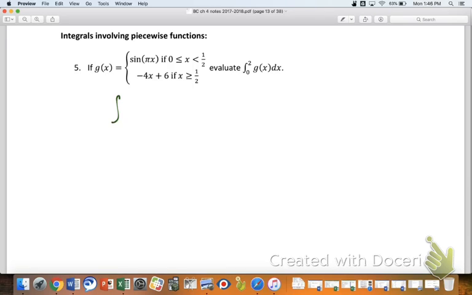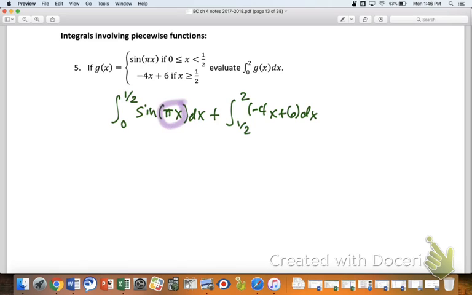So I would say something like this. Integral from 0 to 1/2 of sine of pi x dx plus the integral from 1/2 to 2 of negative 4x plus 6 dx. So that would be my setup. And like I mentioned a second ago, this is a very doable integral. You can totally do this without a calculator on paper. But this composite input, the pi x, puts us a little bit past where I want to go.